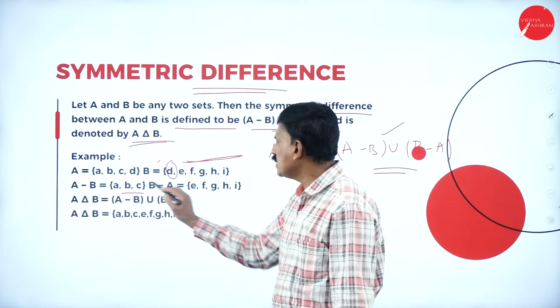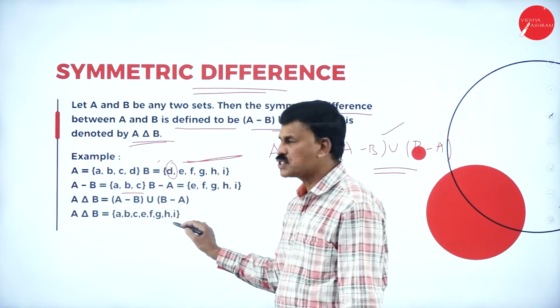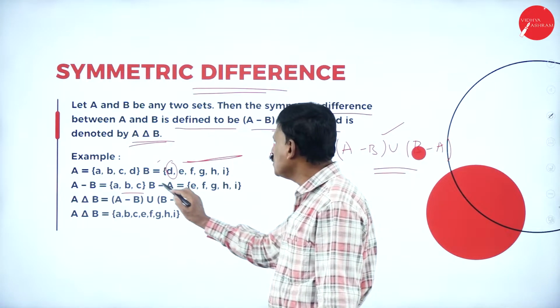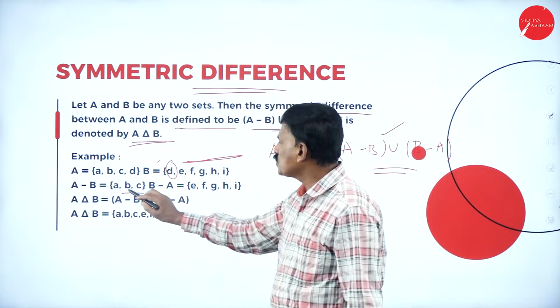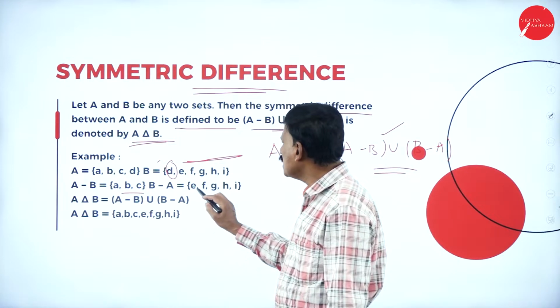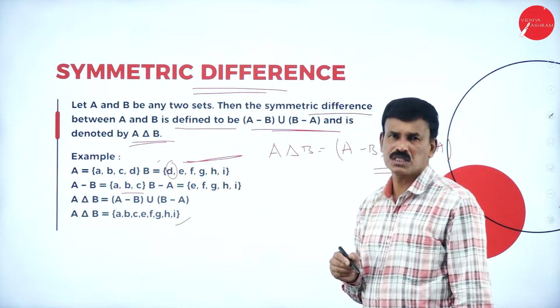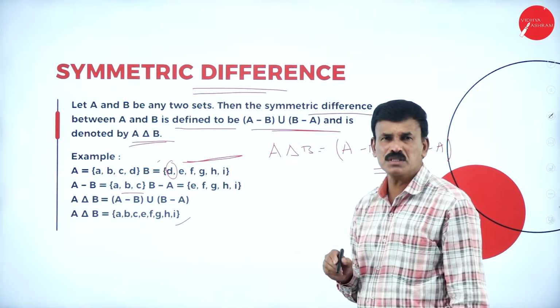So we have A minus B and B minus A. Now the union of these two: the union of {a, b, c} and {e, f, g, h, i} is {a, b, c, e, f, g, h, i}, which is the symmetric difference between the two sets. Okay, the union of A minus B and B minus A.